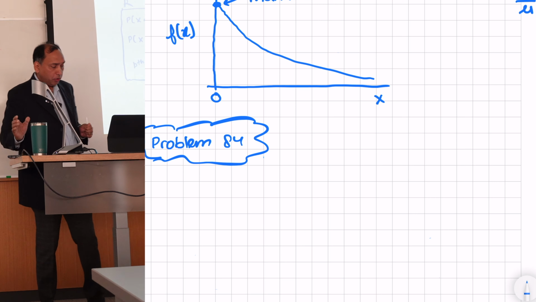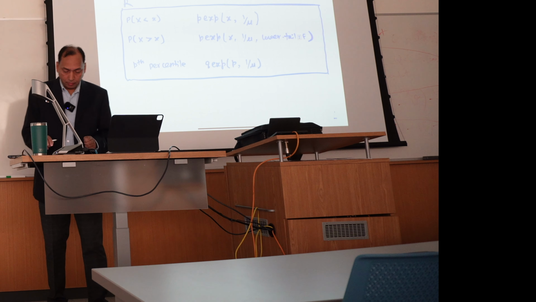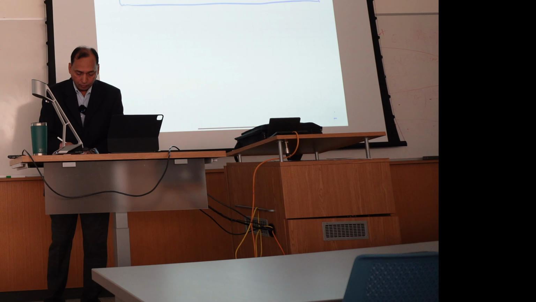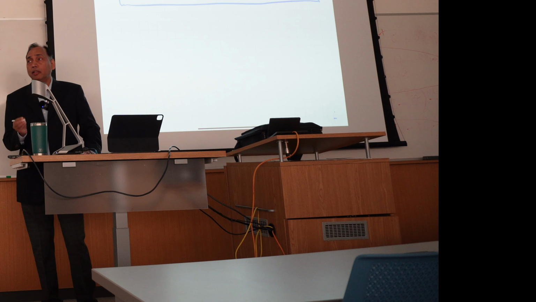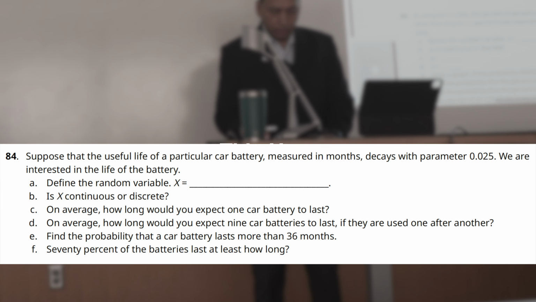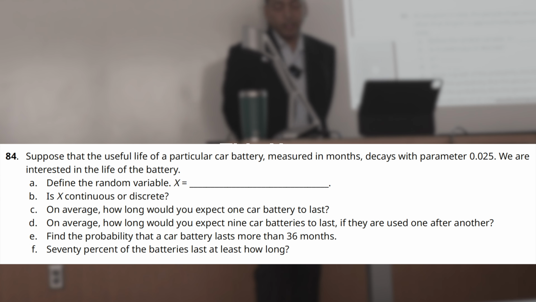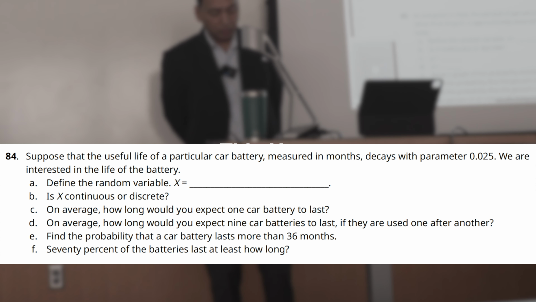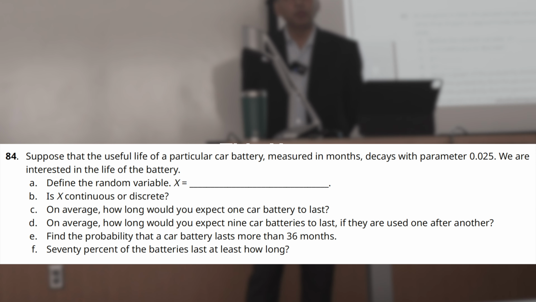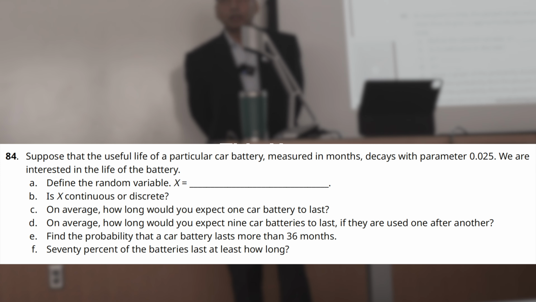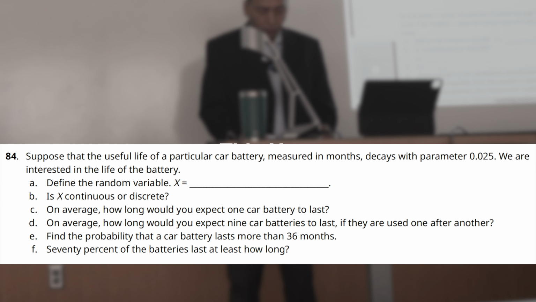So now when you read these problems, be careful about m and 1 over mu, because in the problem it will not tell you are we talking about mu or m sometimes. Suppose that useful life of a particular car battery measured in months decays with parameter 0.025. So here it is clearly telling you that maximum probability value on exponential distribution. We are interested in life of the battery.